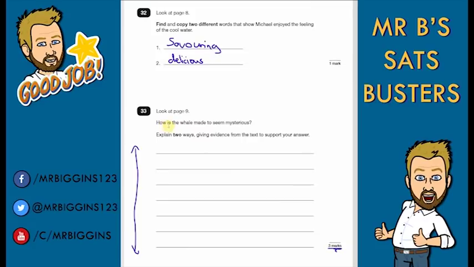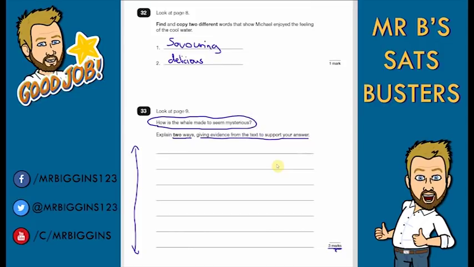So first thing is, how is the whale made to seem mysterious? Remember that as your question. I know it sounds silly, but a lot of people go off on tangents and answer different things. Okay, they talk about different things in the story that don't answer the question, how is the whale made to seem mysterious? So we need to explain 2 ways, and we need to give evidence from the text. Okay, so we need at least 2 ways and to give evidence. Now, the way you would get your 3 marks is if you had 2 different ways and you explained and supported one with evidence from the text, at least one, that would get you 3 marks.